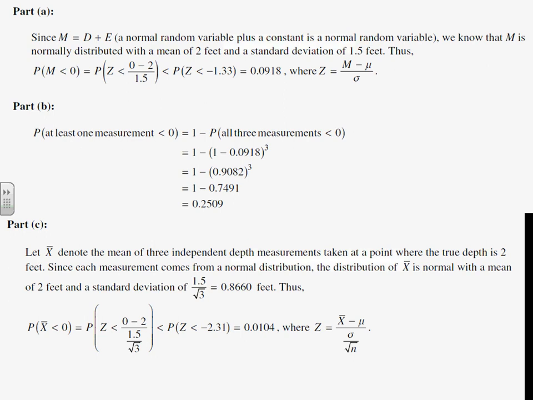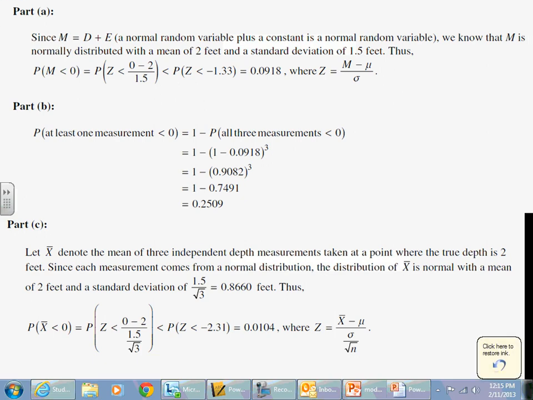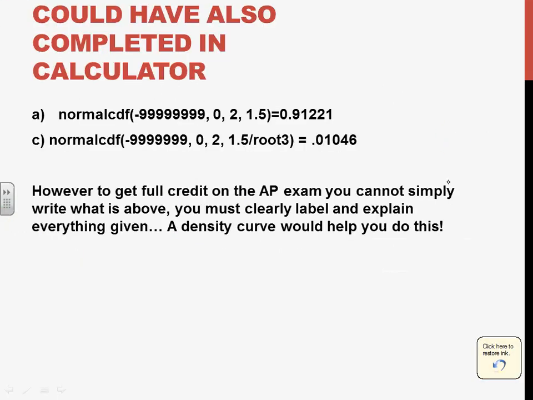They showed it was Z's here. If you don't show it with Z's, you're going to have to tell me what everything means in that normal CDF, okay? Or draw a picture. And that's like if you did it with a calculator back on that other one, which hopefully you probably did. It's a little bit easier.